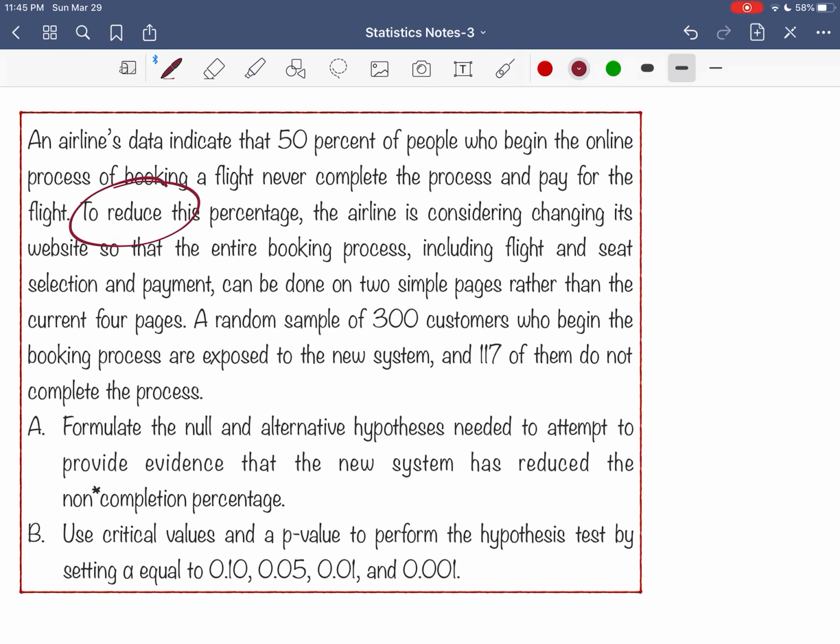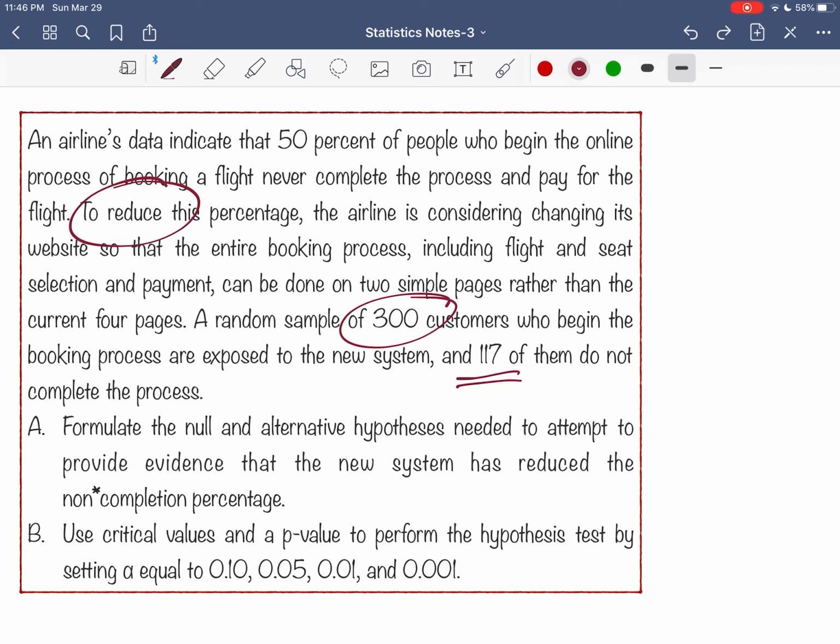And so to do so, they'd like to reduce the number of pages that people go through from 4 to 2. So they take a random sample of 300 customers and they discover that 117 of them do not actually finish the process. So out of the 300, 117 don't actually go through with paying for the flight. So the question actually asks you to formulate the null and alternative hypothesis in order to test this theory.